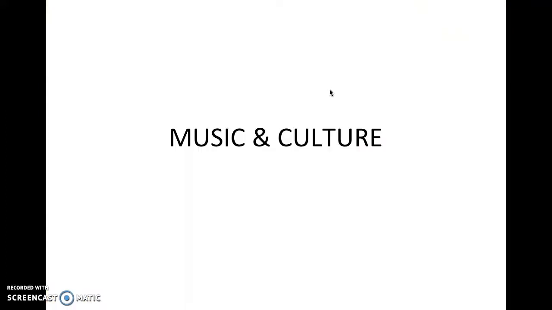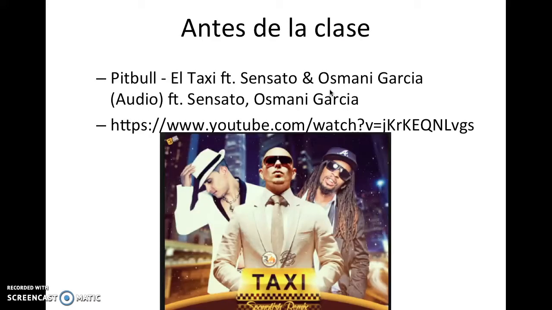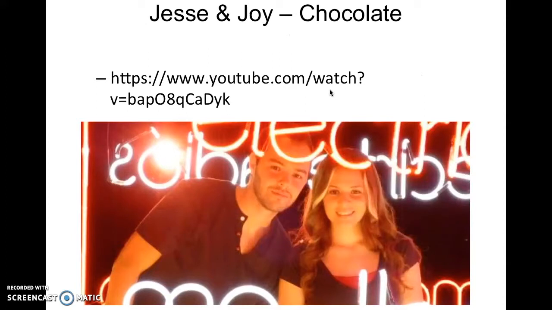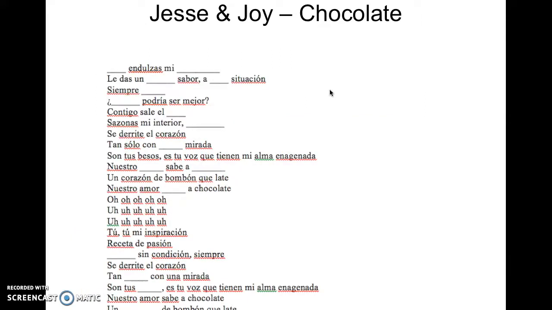As for music and culture, before every class, what I like to do is present some type of music representing the country that we are studying. For example, chapter 1 was Spain. Chapter 2, we have the United States, Hispanics in the United States and Latinos. And with the music, what I like to play sometimes is songs so they can fill in the blanks, and they get to listen and develop that skill.